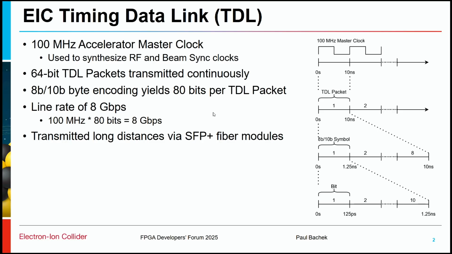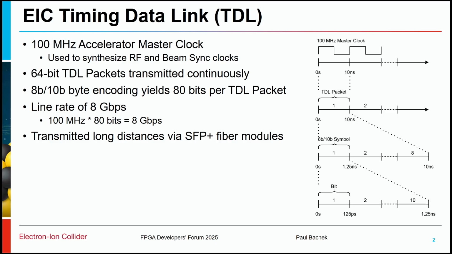So the timing data link is a custom network protocol that we're going to be using for the EIC timing system. The two key parts are it distributes the 100 megahertz accelerator master clock to all of the timing endpoints, along with timing and machine and debug information. So the basic structure of the data packets transmitted over the link, it's 64-bit packets, and you get one packet every cycle of the 100 megahertz master clock.